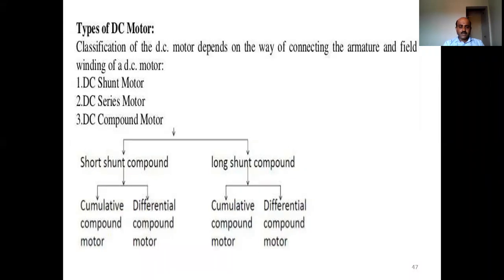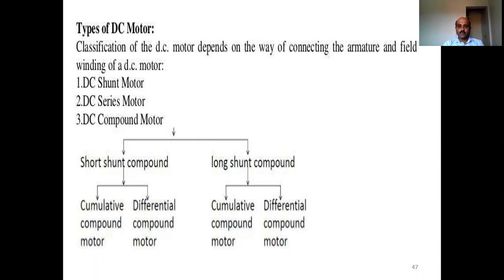Across DC compound motors, we have two subclassifications: short shunt compound and long shunt compound. Across short shunt compound, we again have two classifications: the cumulative compound motor and the differential compound motor. In a similar way, the long shunt compound is also classified into cumulative compound motor and differential compound motor. So this is the basic classification of DC motors.